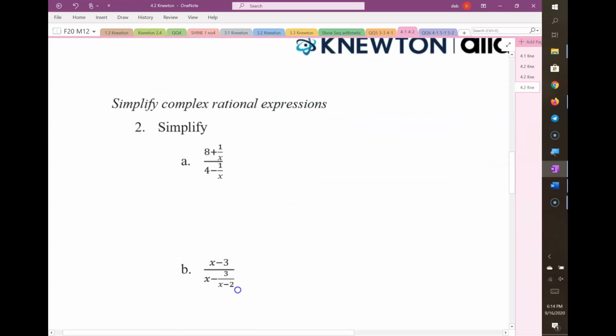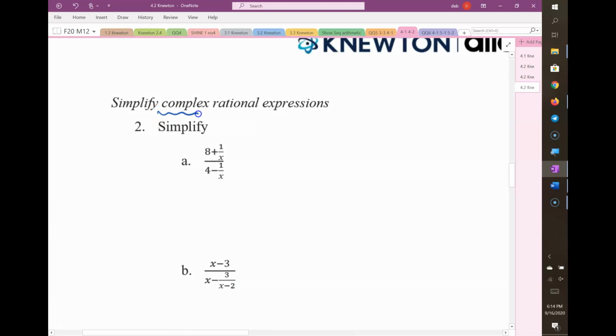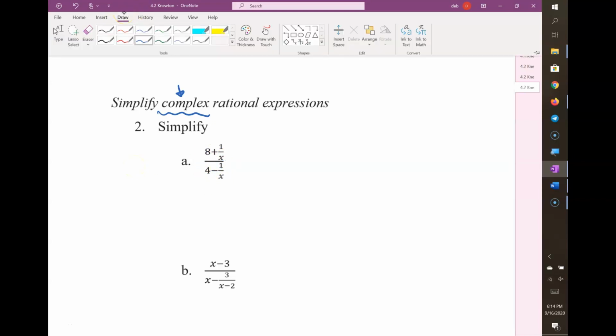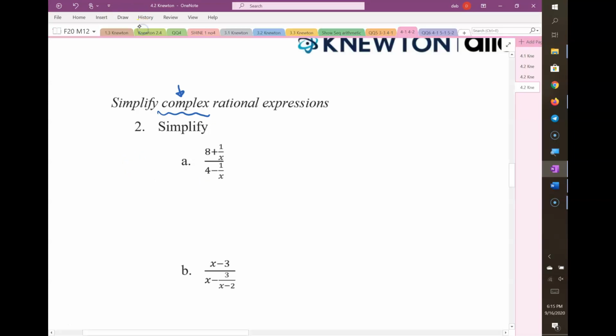Now these next problems are called complex rational expressions. When you have a lot of fraction bars in one problem, that's what the word complex is referring to. We have a fraction bar here, a fraction bar here, a fraction bar here. You never leave your final answer to a problem as a complex fraction. You always need to simplify your complex fraction because you want only one fraction bar.